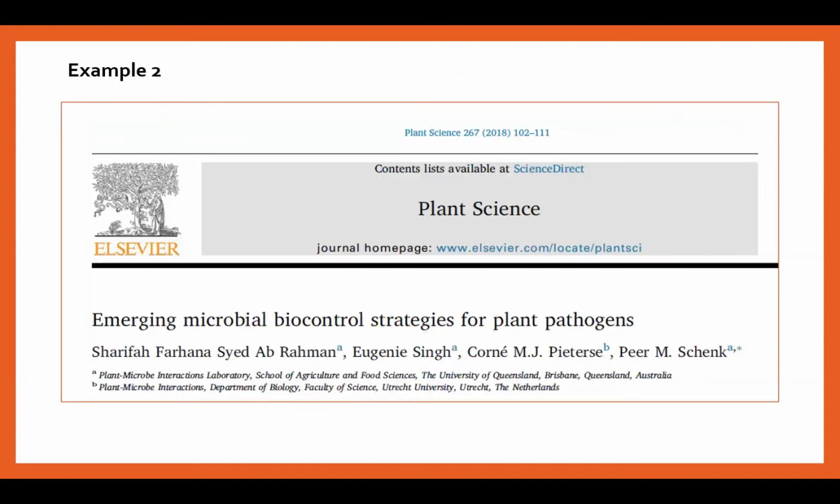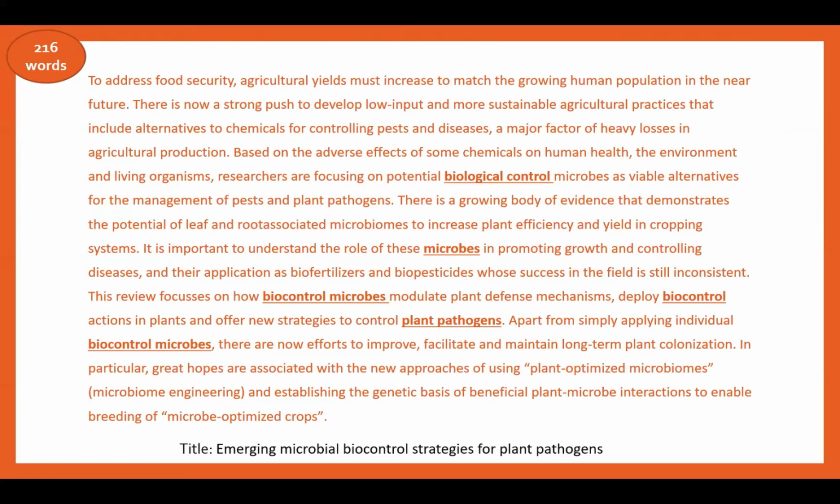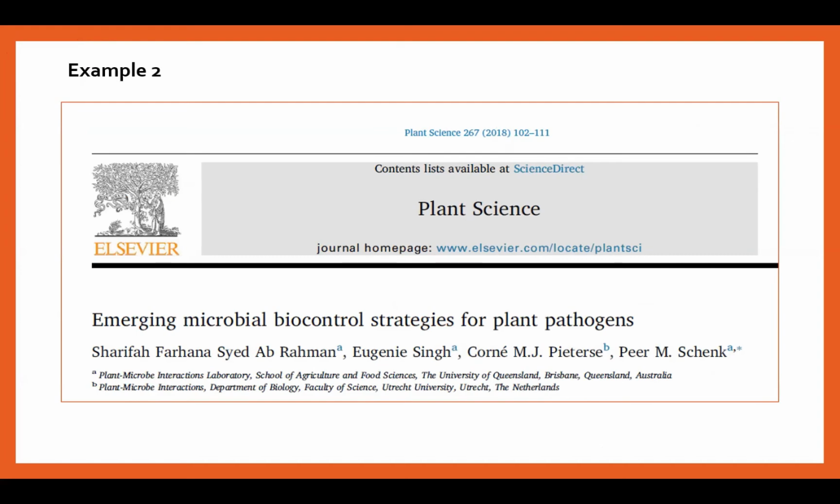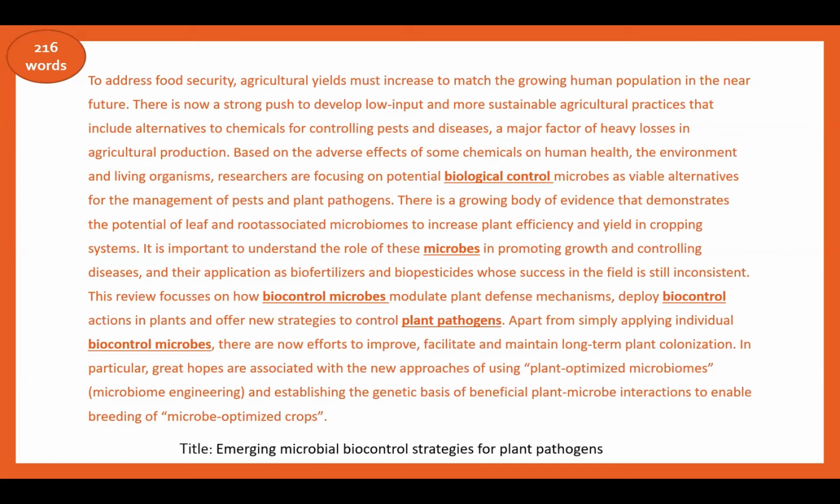Okay, so conclusion, implications here. Let me show you another example. So this is from this article, Emerging Microbial Biocontrol Strategies for Plant Pathogens. Again, I highlighted here the key terms, and see how often these key terms are repeated in the abstract: biological control, microbes, biocontrol microbes, plant pathogens, biocontrol. I think I might have made a mistake here with using biocontrol twice, but the key terms, again, are repeated very frequently in this abstract, which is 216 words. So it's a little bit shorter than the previous one.